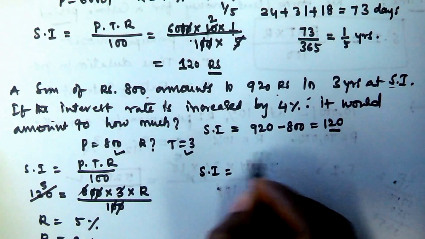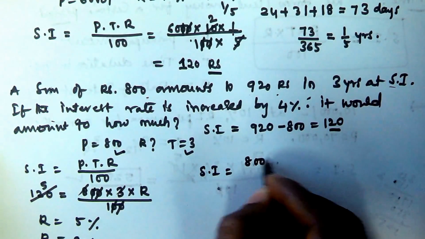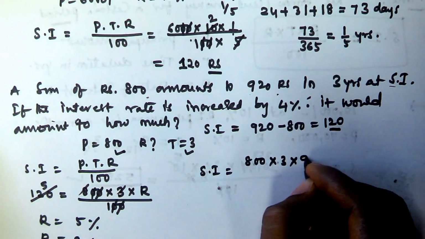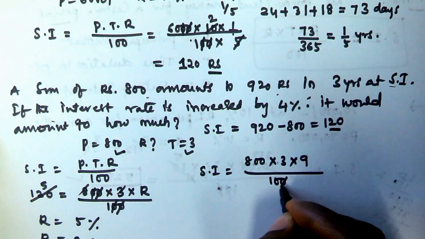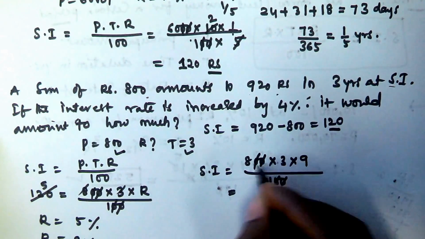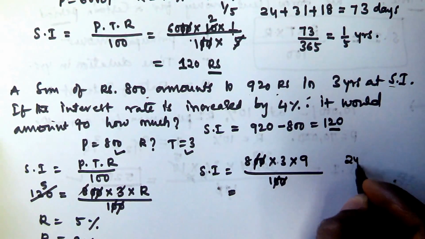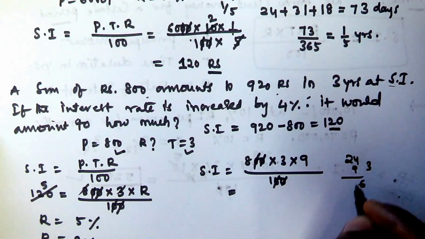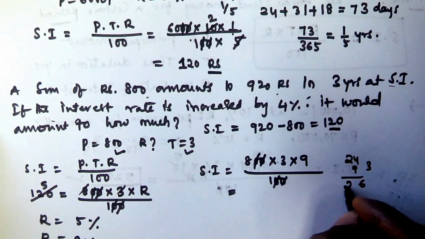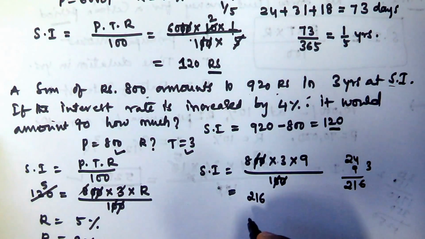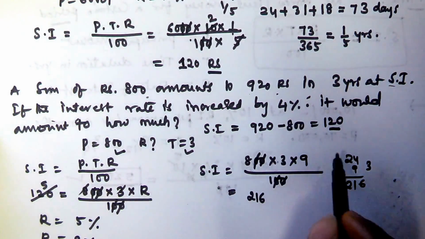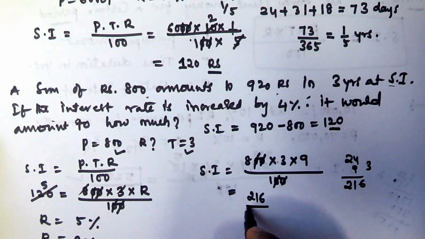So simple interest is again PTR by 100. P is 800, the time duration is 3, and the rate of interest is 9 after the increase by 4%. So 9 by 100. 24 into 9, 24 nines are 216. The simple interest we get on 800 rupees with a rate of interest of 9% for 3 years is 216. This is the simple interest we got.